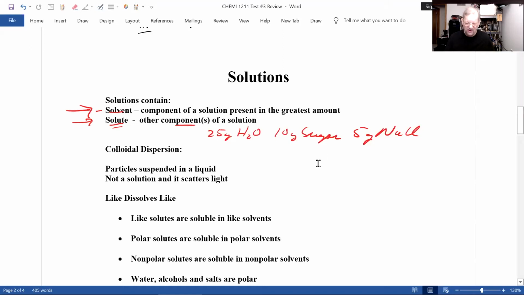All right, let's take a look at this. What's the solvent of the solution? And the answer is water. Why? Because it's in the greatest amount, 25 grams. What about sugar and salt? Those are solutes.